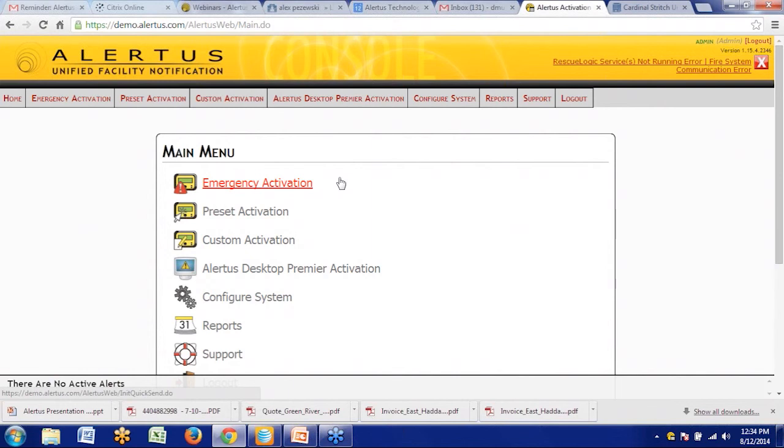So the first, which I touched on in the presentation, is our hardwired panic button. I'm going to go ahead and activate that. I've got one right here behind me. And you'll see it's plunger style. Go ahead and push that panic button.